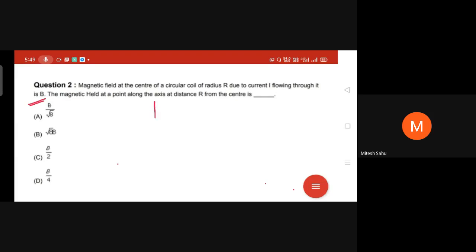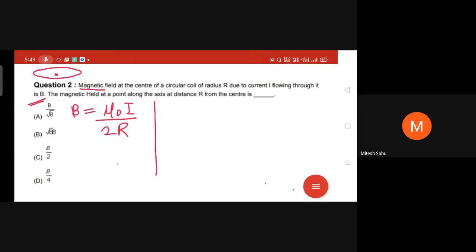ओके देखते, सो फर्स्ट वी विल राइट द एक्सप्रेशन फॉर फर्स्ट. मैग्नेटिक फील्ड एट द सेंटर ऑफ सर्कुलर कॉइल. कॉइल के सेंटर में मैग्नेटिक फील्ड कितनी दी है? B. तो B का एक्सप्रेशन क्या होता है? mu zero I by 2R. यस, mu naught I upon 2R.